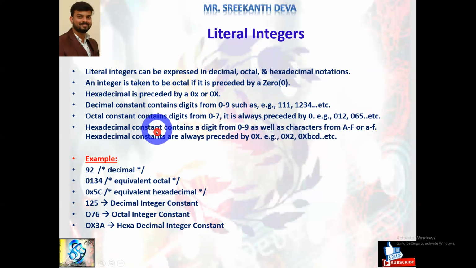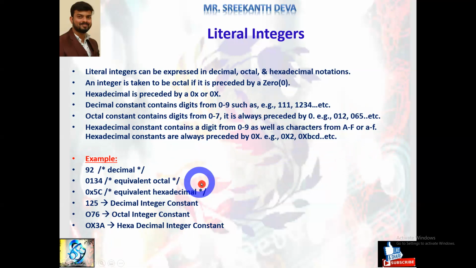0 to 15. Hexa stands for what? Base 16. On that 0 to 15, 0 to 9 are the numbers, and A to F are alphabets, either capital A to F or small a to f. Hexadecimal constants are always preceded by what? 0 capital X or 0 small x, like 0x2, 0xbcd, and so on.